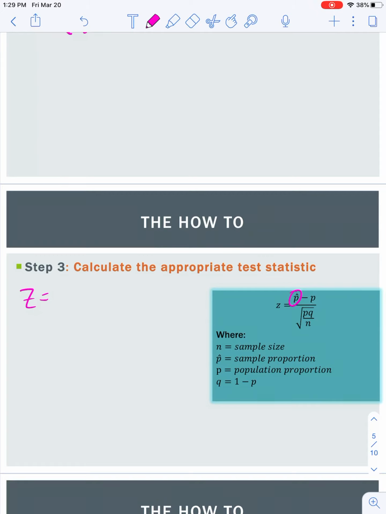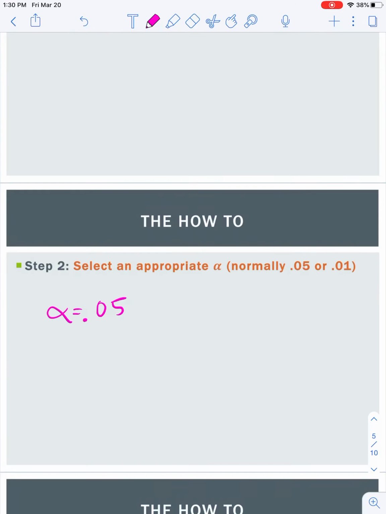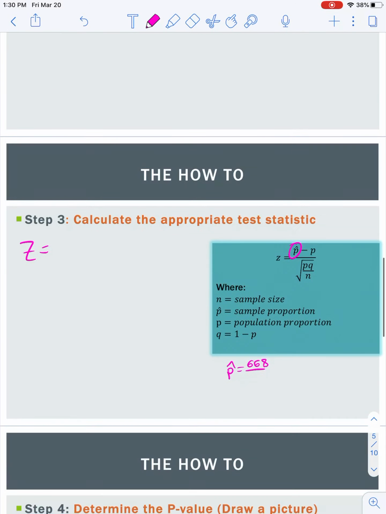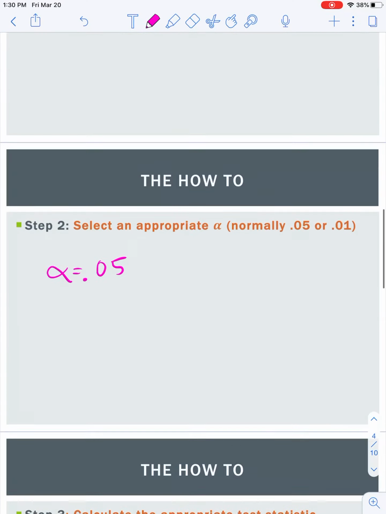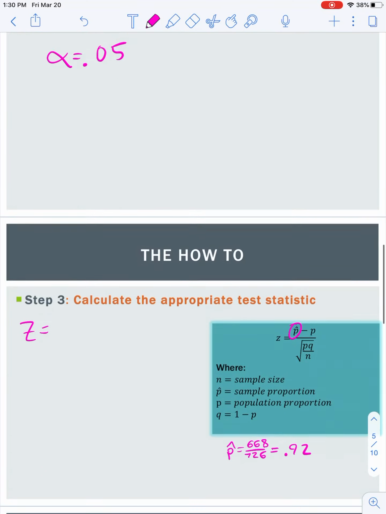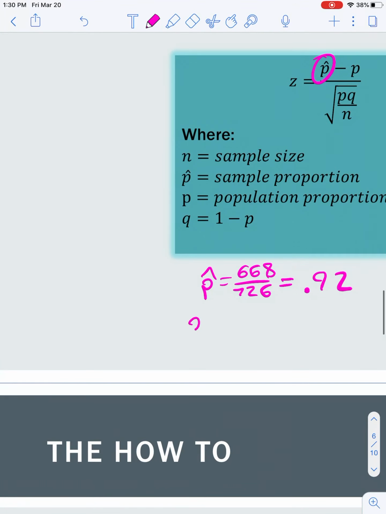Okay, so 668, I can write this off to the side here. p hat equals 668 out of 726. Because that's such a big fraction, I don't mind changing that to a decimal. It'd probably be easier to work with as a decimal. So 668 divided by 726, my calculator tells me that that's 0.92. It's really 0.920, but I'll just leave it at 0.92. Okay? Now, from the hypotheses, our p is 0.5. Well, if p is 0.5, q is also 0.5.